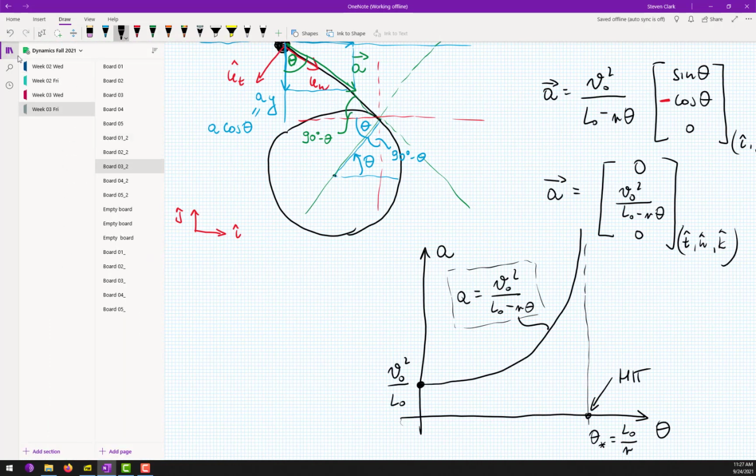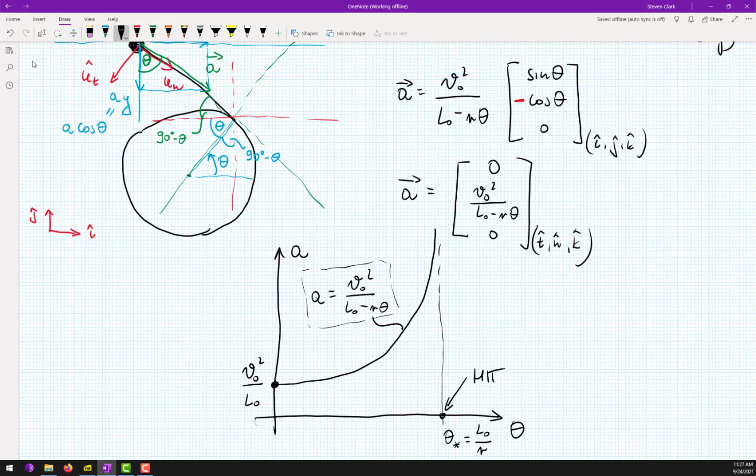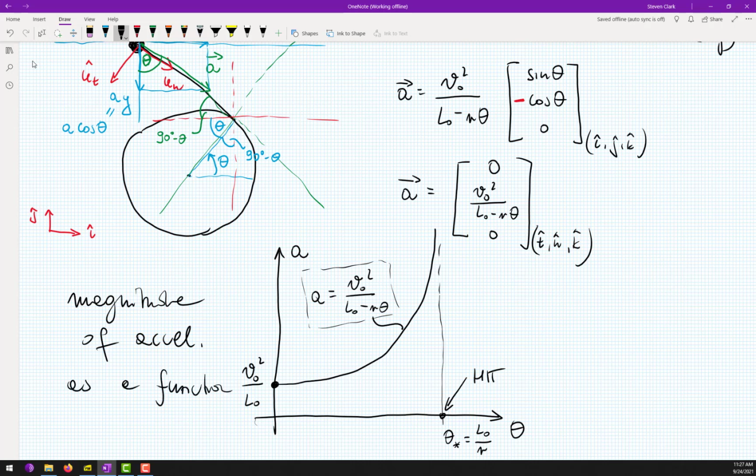Trevor? What was the goal of drawing that graph? This? Yeah, what was the goal? This is just the magnitude of acceleration. We did 101% of the problem. Yeah, this is the magnitude of acceleration as a function of theta.